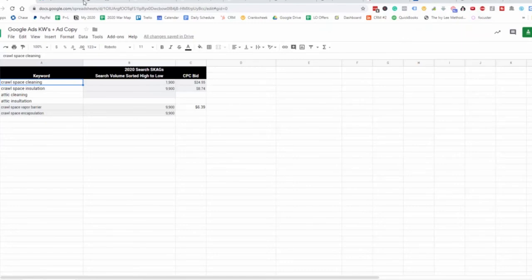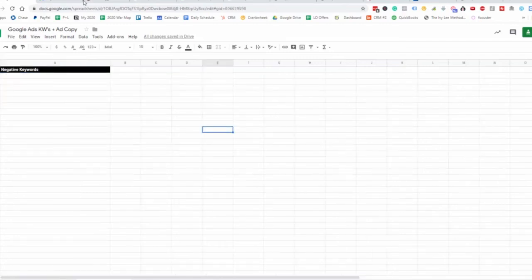You're going to get access to this doc here, and you're going to be able to come in here and do your top level research as far as your keywords. And then also we have the negative keywords here that we haven't added, but we can go ahead and add these after we set up the campaign. These are keywords that we don't want to be showing up for.